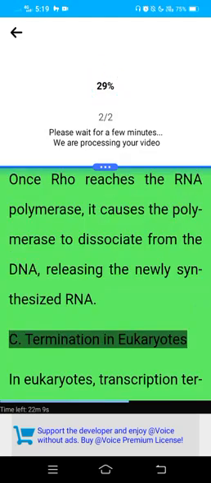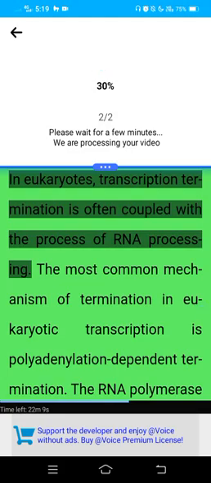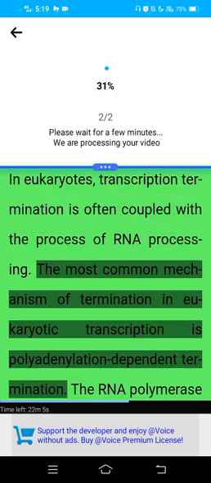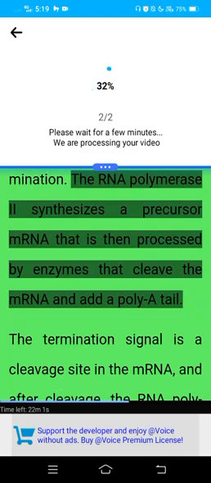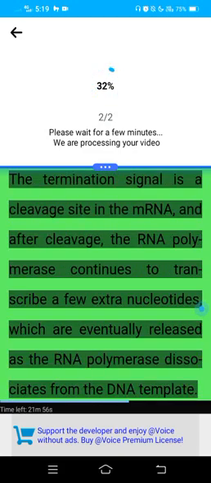C. Termination in eukaryotes. In eukaryotes, transcription termination is often coupled with the process of RNA processing. The most common mechanism of termination in eukaryotic transcription is polyadenylation-dependent termination. The RNA polymerase II synthesizes a precursor mRNA that is then processed by enzymes that cleave the mRNA and add a poly A tail. The termination signal is a cleavage site in the mRNA, and after cleavage, the RNA polymerase continues to transcribe a few extra nucleotides, which are eventually released as the RNA polymerase dissociates from the DNA template.